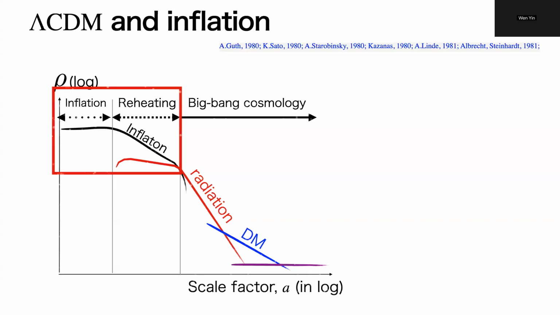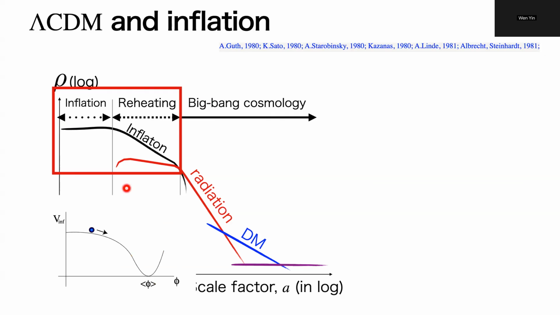In the language of the energy density of the universe, by varying the scale factor over time, during the inflation, the energy density is almost constant. According to the Friedmann equation, one can easily find that the space expands exponentially in cosmic time. Later we have a reheating phase, in which the energy of the universe is dominated by the inflaton, and then we shift to the Big Bang cosmology with the hot universe.